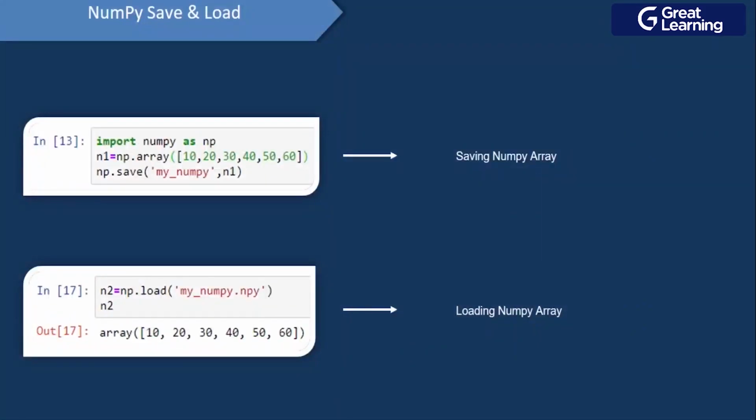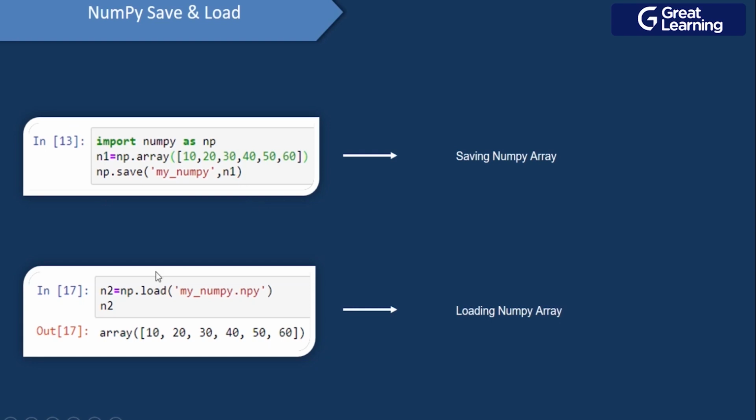Now we'll go ahead and see how we can save a NumPy array and then load it from somewhere else. So here we are creating this NumPy array where we have elements from 10 to 60. Then to save this NumPy array, we just have to use the save method. And over here we are saving this NumPy array with the name my_NumPy. So this takes in two parameters. First parameter is the name by which we'd want to save this NumPy array. Second is the array which we'd want to save.